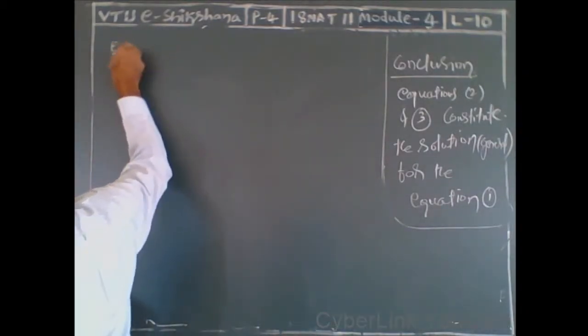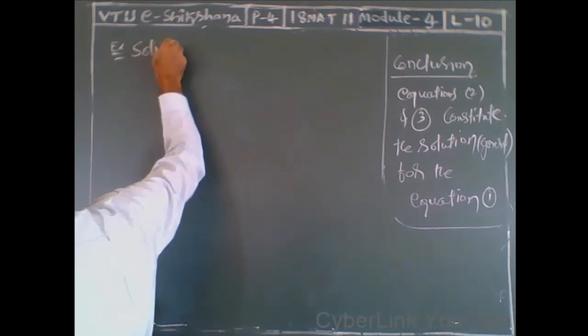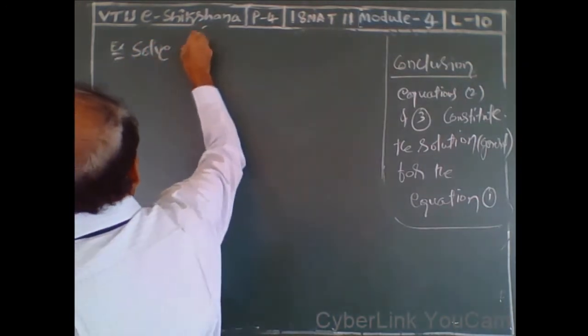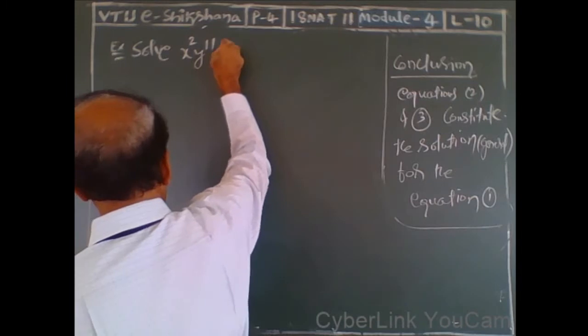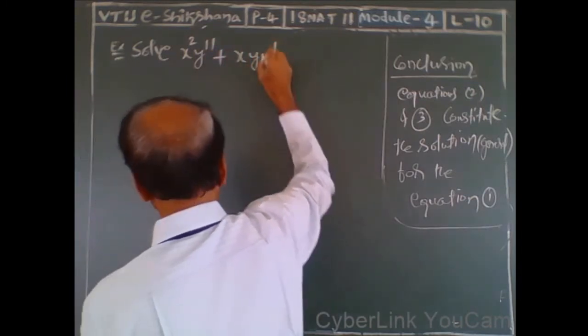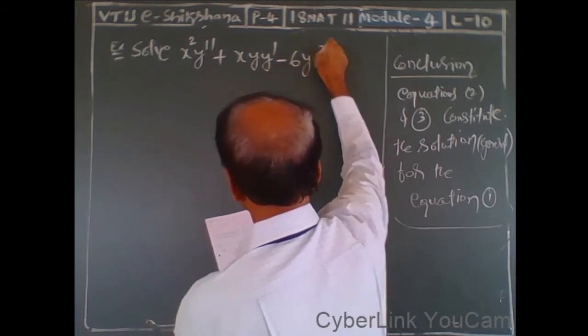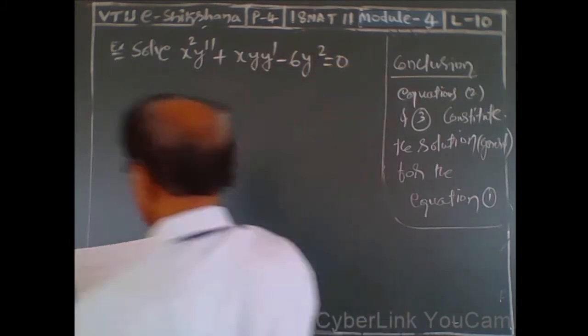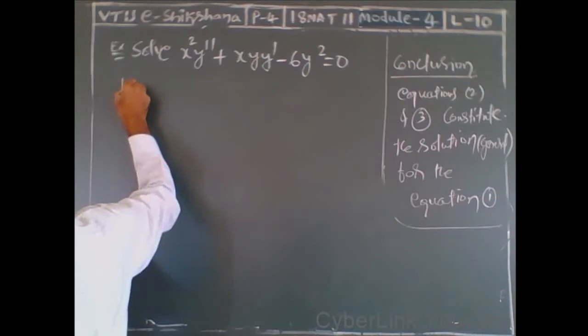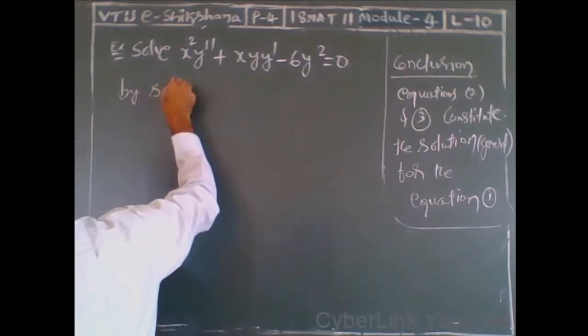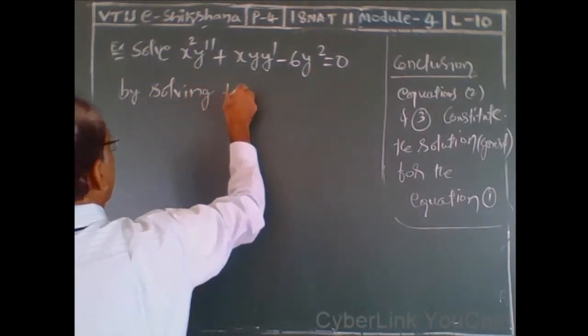Example: solve x² y'' + x y y' − 6 y² = 0 by solving for p.